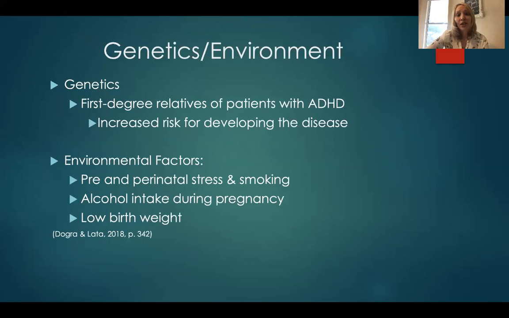If we look at the genetics, first-degree relatives of patients with ADHD are at an increased risk for developing the disease. As far as the environmental factors go, things that are pre- and perinatal are affected. Things like stress and smoking, alcohol intake during pregnancy, and a low birth weight can also affect if somebody is going to be predisposed to ADHD.